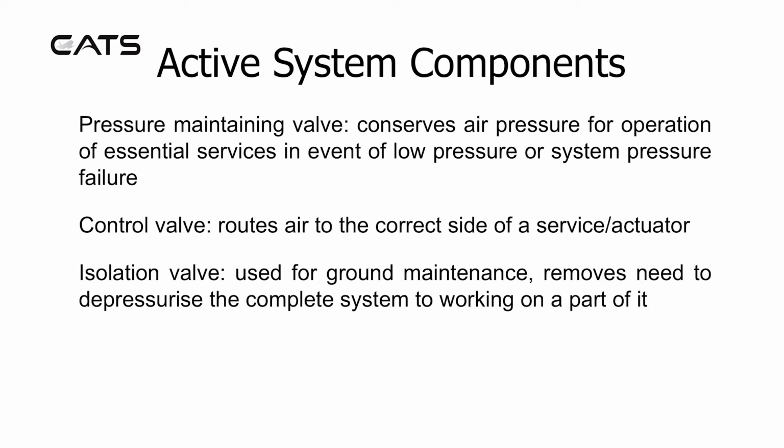The control valve routes air to the correct side of a service actuator. The isolation valve is used for ground maintenance and removes the need to depressurize the complete system when working on a part of it.